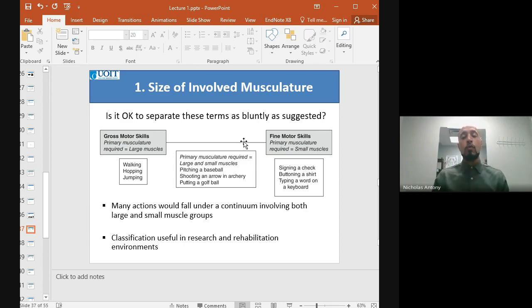For example, with fine motor skills, things that involve a lot of accuracy, what is one thing we notice when you're doing something accurate? The speed of the movement slows down. So with fine motor skills, we tend to do things slower to improve accuracy, whereas with gross motor skills and power skills, we can do it faster because they can be less accurate. So that was the first classification system.